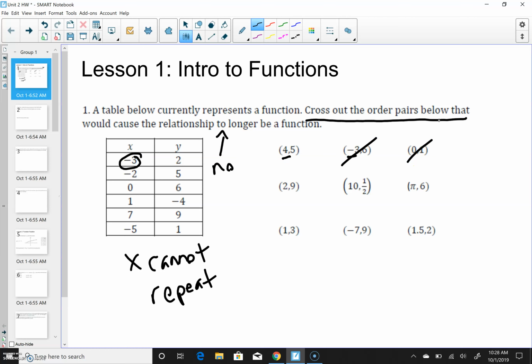We already have one with a 0. We do not have one with a 2, so we can keep that. We don't have one with a 10 or a pi. We do have one that already has a 1 in the x position. We do not have one that has a -7, and we also do not have one that has a 1.5. So therefore, those are going to be the only 3 points out of the 9 that we are going to cross out.